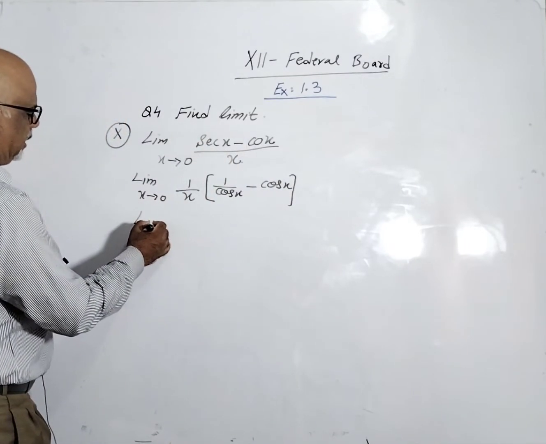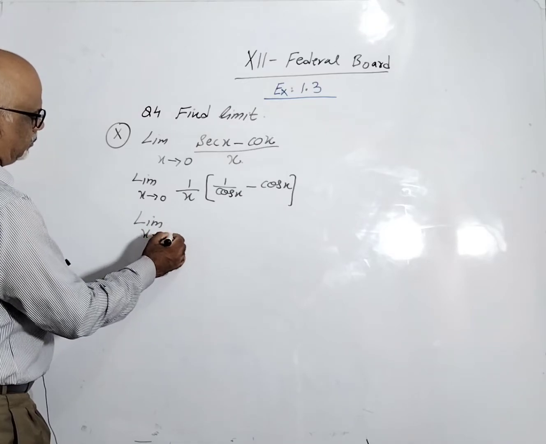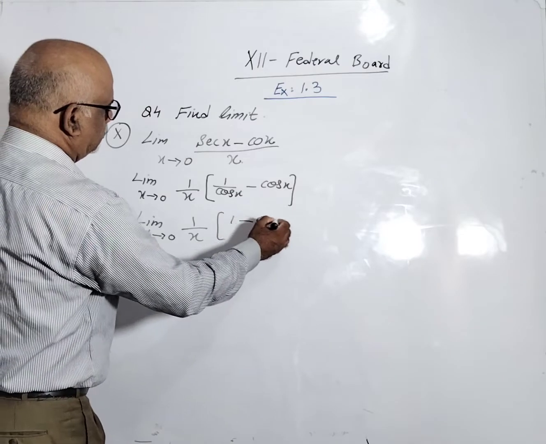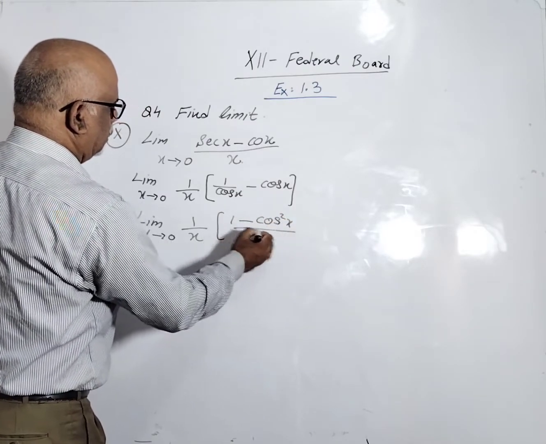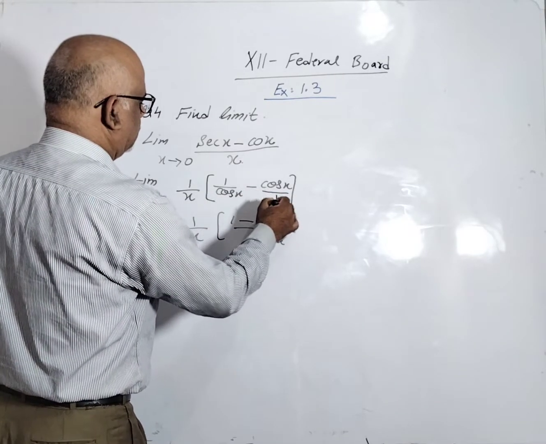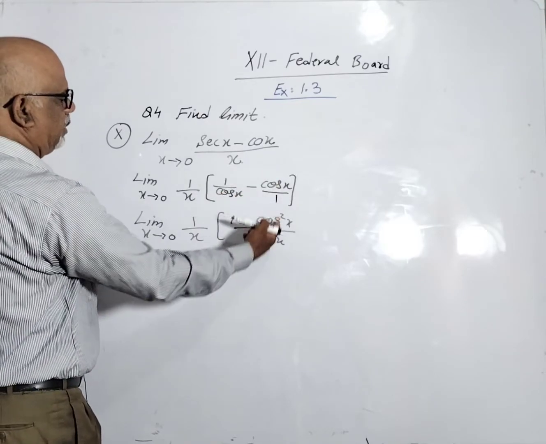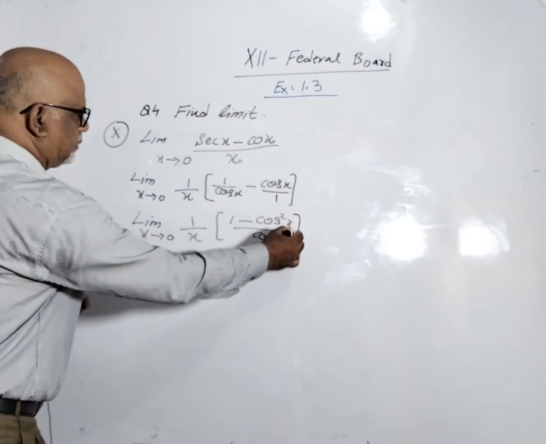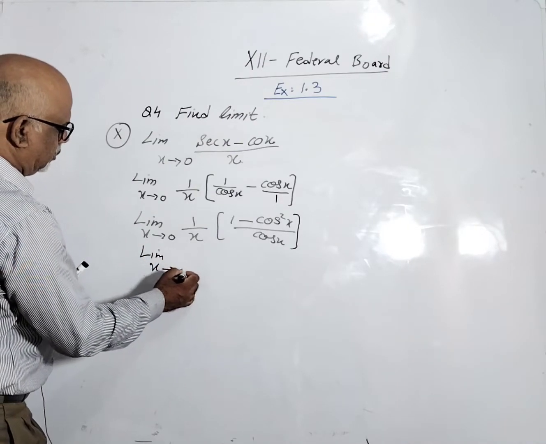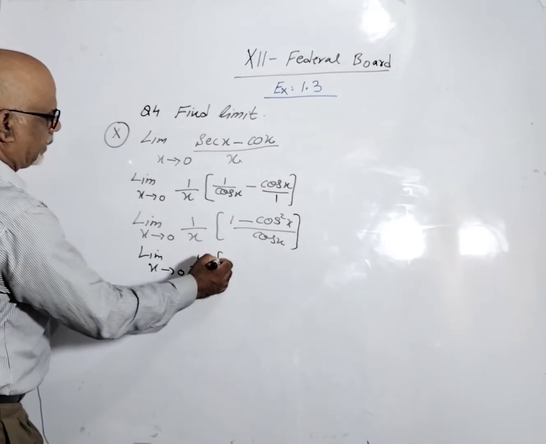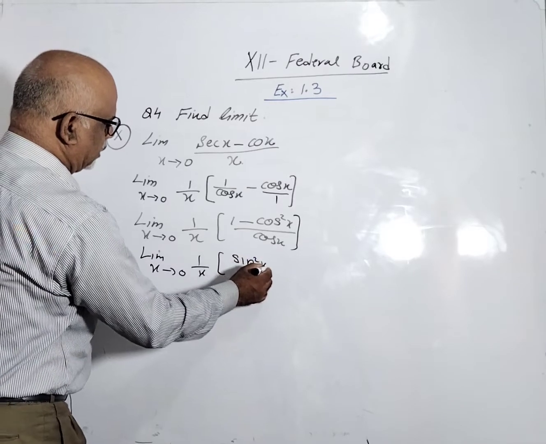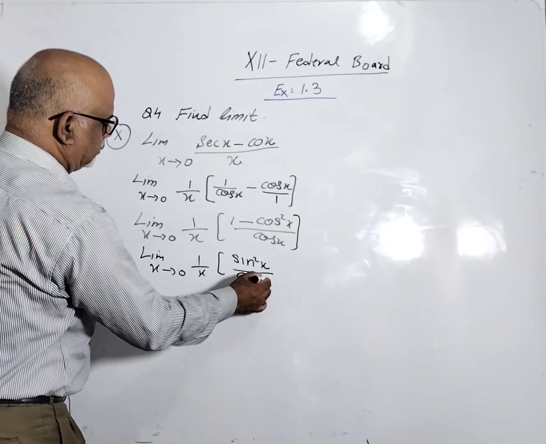Now take out the LCM here. 1 multiplied by 1 is 1, cos multiplied by cos is cos square x. So here limit x tends to 0 of 1 over x, 1 minus cos square x, which equals sin square x over cos x.